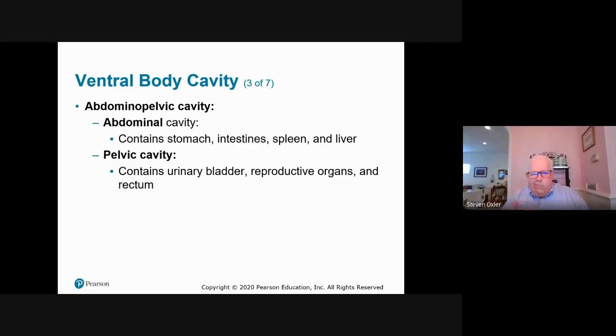We now go past the diaphragm and into the abdominal pelvic cavity. The abdominal pelvic cavity has two cavities. It is the abdominal cavity, which contains your stomach, your intestines, your spleen, and liver, and other organs, and the pelvic cavity, which contains the urinary bladder, the ovaries, and the rectum, and also the testes. Okay, here it is, pelvic cavity. All right, very, very important.